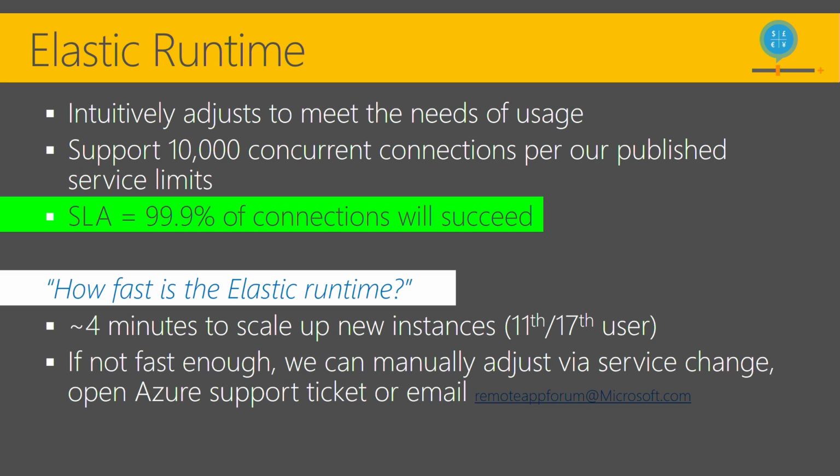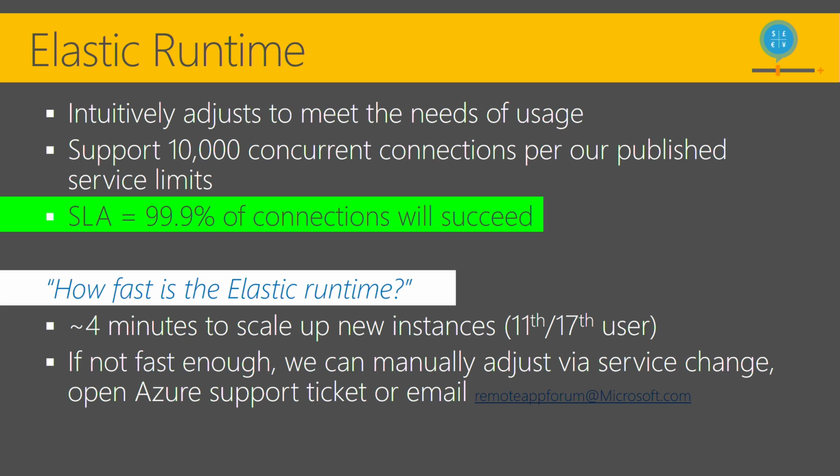So with this elastic runtime, this scale up and scale down, we often get questions of, does Azure RemoteApp scale to meet those needs? Yes, it scales up to over 10,000 today. We can go higher than that, but that is our default range. And we back everything through our SLA. Every Azure service has an SLA, and ours is 99.9% of the time. In fact, all Azure services have a 99.9, three nines, of connections will succeed.